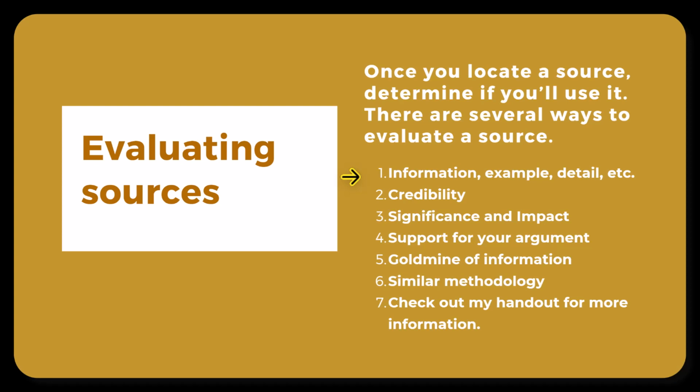They can help you to determine significance and impact. Scope is a really big issue, especially in a small research project like a research letter. You want to limit your scope, meaning how wide you're casting your net. So a source can help you narrow your scope when you're using secondary sources. Maybe you want to use it as support for your argument. Maybe it's just a gold mine of information and there's a ton of sources in there that you'd like to try to look up. Maybe they have a similar methodology and you'd like to try to use that methodology for your research project. And then I have a handout on Canvas for more information.